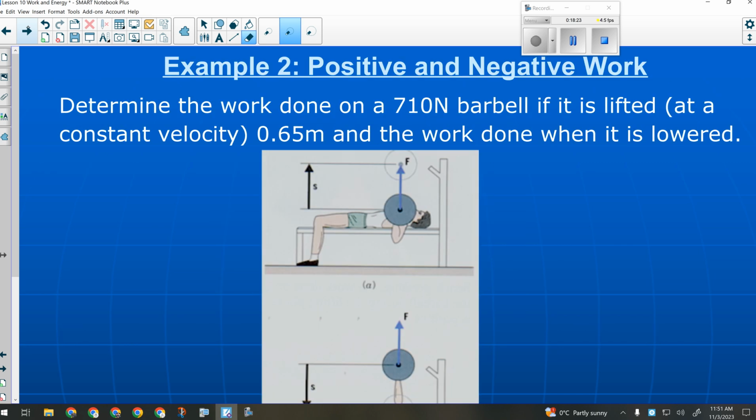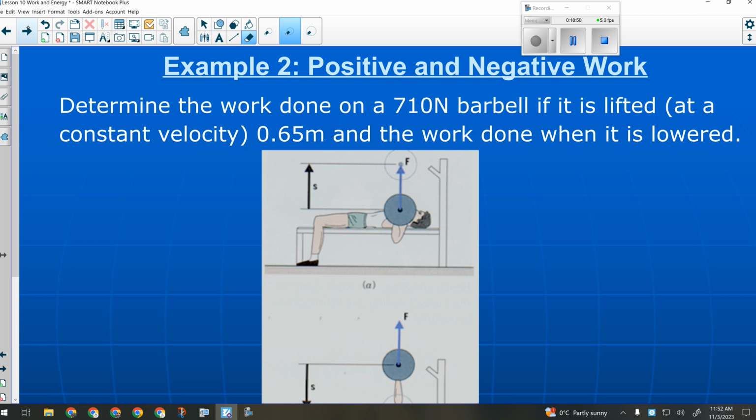All right, in this situation, I'm doing a bench press. Got a 710 Newton barbell, about 165 pounds. It's a considerable barbell. And I want to push it up, but I just want to push it at a constant velocity. Am I still doing work? Yeah. What am I changing? Potential. It's potential energy.